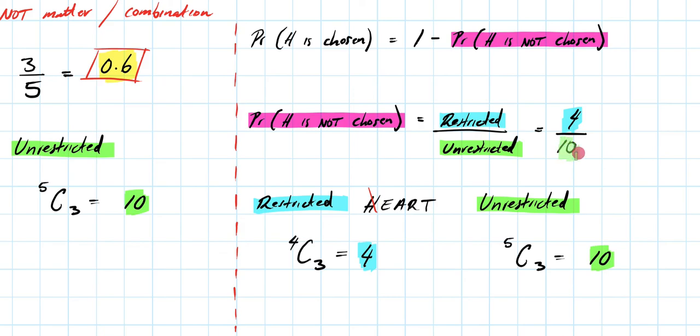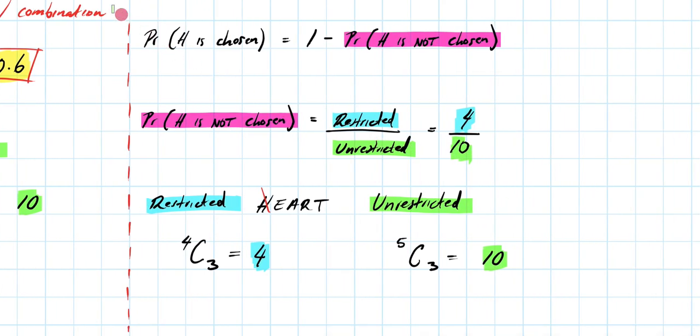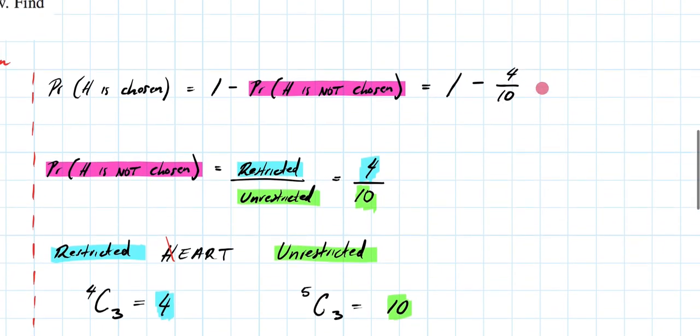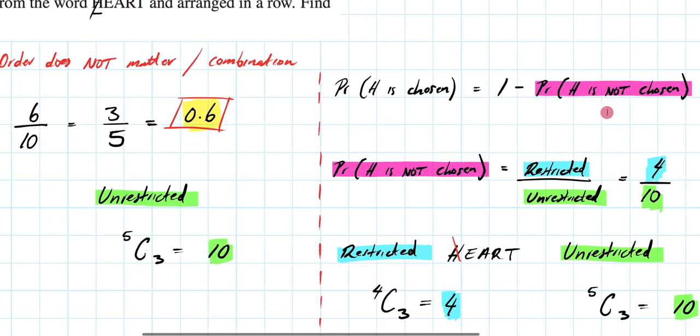Then I come over here and say, all right, the probability that H is chosen is 1 minus this pink thing, the probability H is not chosen, which you know is 4 over 10. So it's going to be 1 minus 4 over 10, which is, drum roll, 6 over 10, or 0.6. That should be familiar to you, because that is what we found over here.